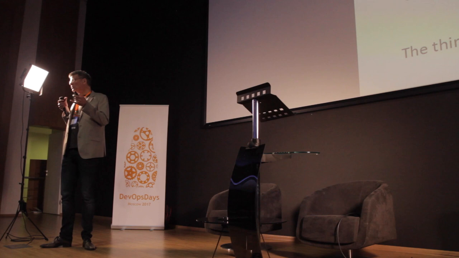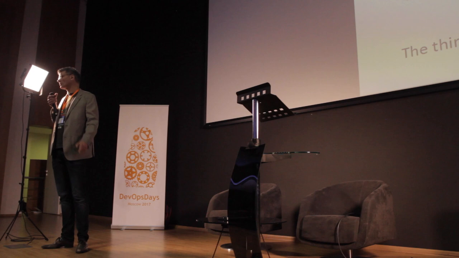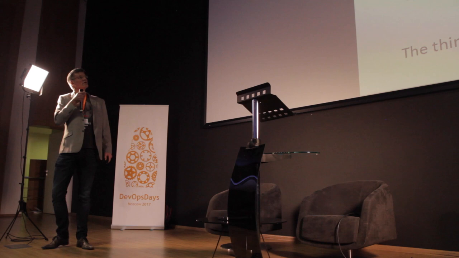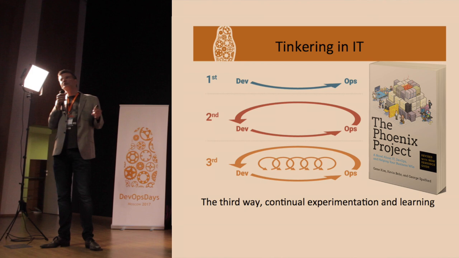And we already do that in IT. Who knows the book The Phoenix Project? Ah, a lot of people. You should read it. Perfect book about an organization getting towards DevOps. And there are three ways, what I call it in the book. The first way is about flow, the second is about feedback, and the third is actually about continual experimentation and learning, the tinkering actually. So it was already also in the book The Phoenix Project.